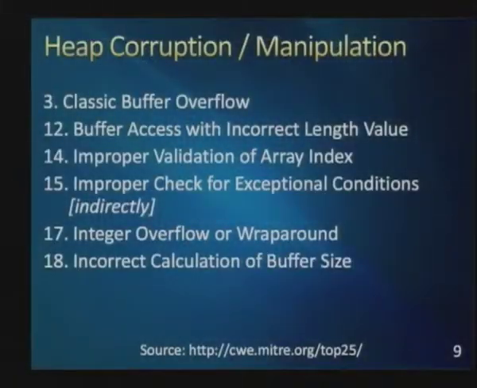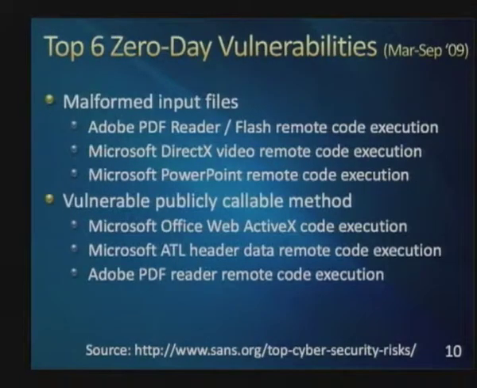If we look further in the top 25, here are errors from the top 25 that are related to heap corruption or heap manipulation. About 1/4 of the top 25 is related to heap problems. You've got your classic buffer overflow, buffer overruns, improper validation of array indexes, various problems with buffers. And these cause serious problems. Here's another list from the SANS Institute that shows you the top 6 zero-day vulnerabilities for a 6-month period back in 2009, according to their classification.